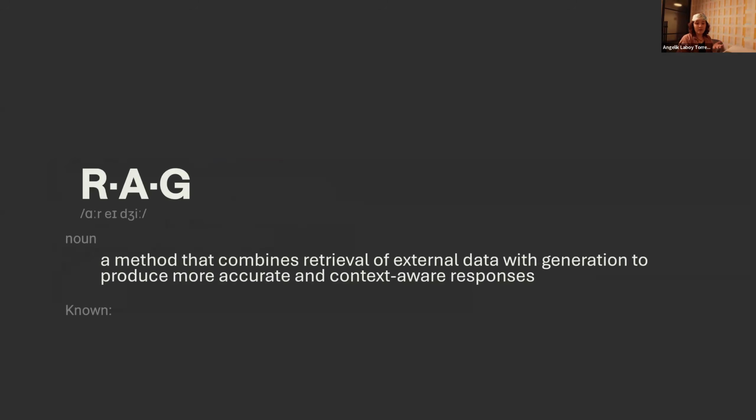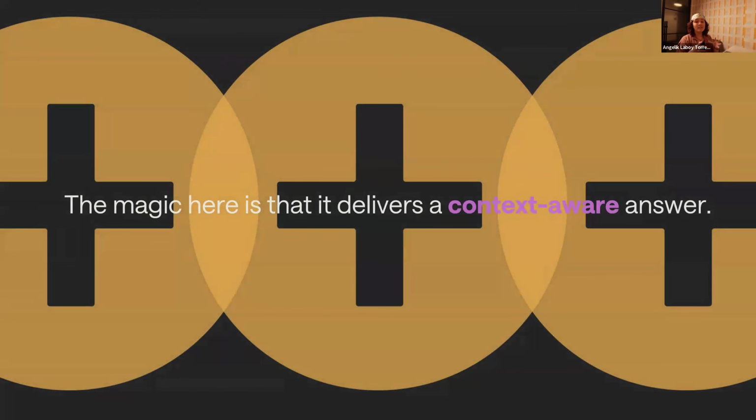There's also another word that you might have heard of, which is RAG. What is RAG? RAG is a technique that combines two strengths: the LLM's ability to generate text and your own private or external data. Instead of asking the model to guess an answer from its training data, RAG first retrieves relevant information from a database or document store, often using the vectors we're talking about. Some known tools are LangChain, Pinecone, and Llama Index. The magic here is that it delivers a context-aware answer.